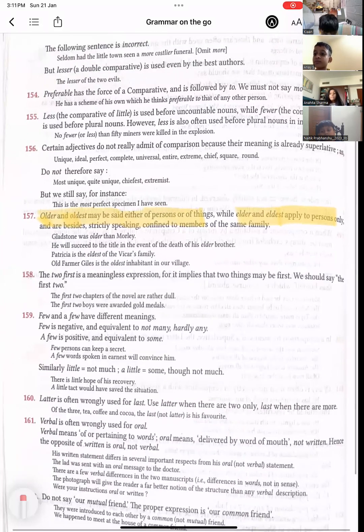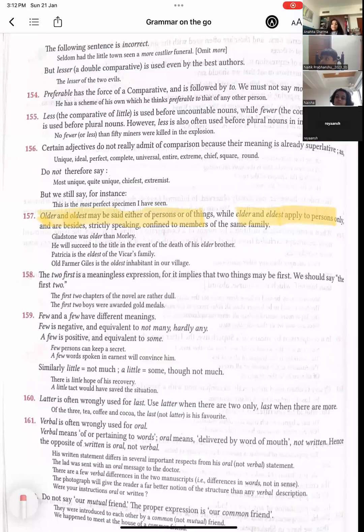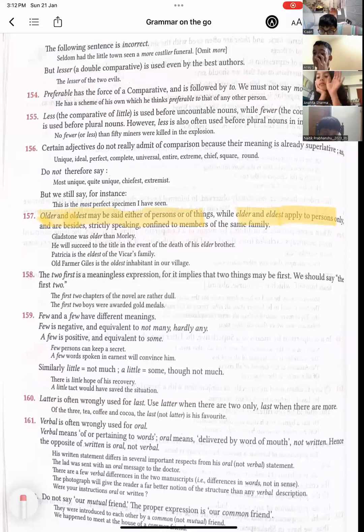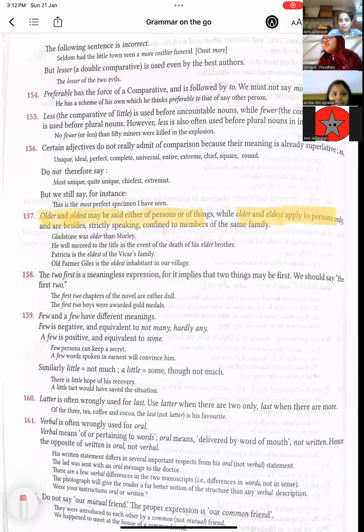Okay. Next, how many of you know the meaning of verbal? Verbal. Verbal. Verbally. Come on, tell me. I don't know it exactly, but I can guess. Guess. Yes. Go ahead. Hurry up. Ma'am, verbal means by speaking, by mouth. Then what is oral? Ma'am, verbal means orally.